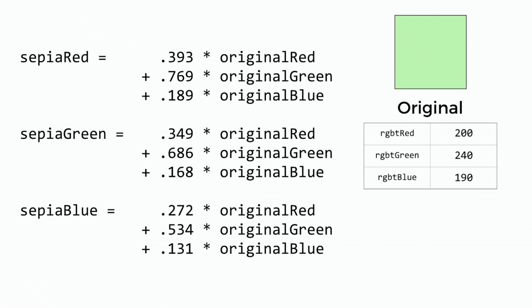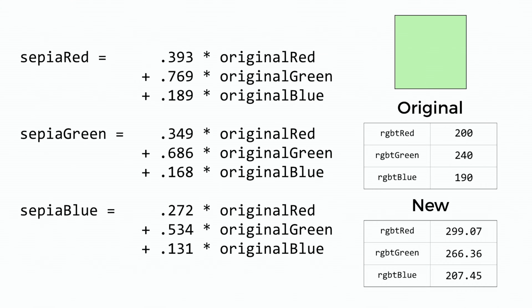What other corner cases might you run into, though? Well, imagine this pixel, where the original red value is 200, the original green value is 240, and the original blue value is 190. When you run through this formula, applying the formula to calculate how much red, green, and blue there should be in the sepia pixel, what you get is a red value of 299.07, a green value of 266.36, and a blue value of 207.45. Of course, we'll want to round these, as we did before, but there's still a problem.